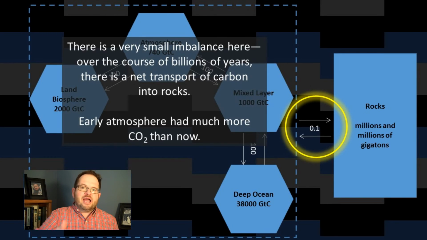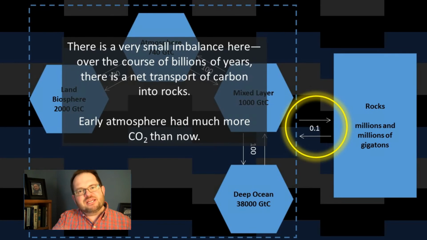If you go back into the paleoclimate record, what you find out is, if you go back not to the last ice age, which is merely 100,000 years ago, but if you go back tens of millions, hundreds of millions, billions of years ago, the earlier the atmosphere, the farther back you go, the more and more carbon dioxide the Earth's atmosphere had.